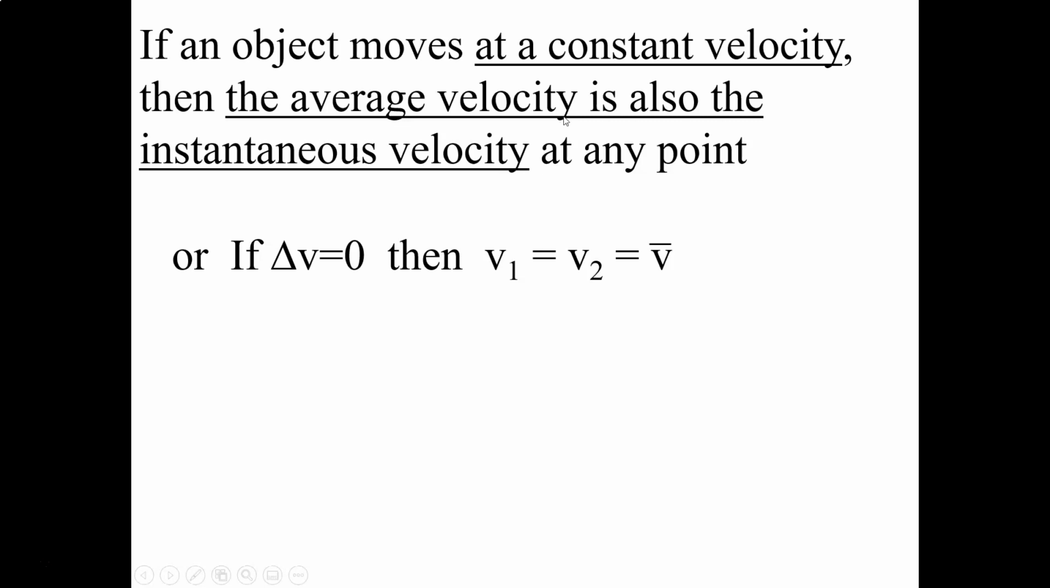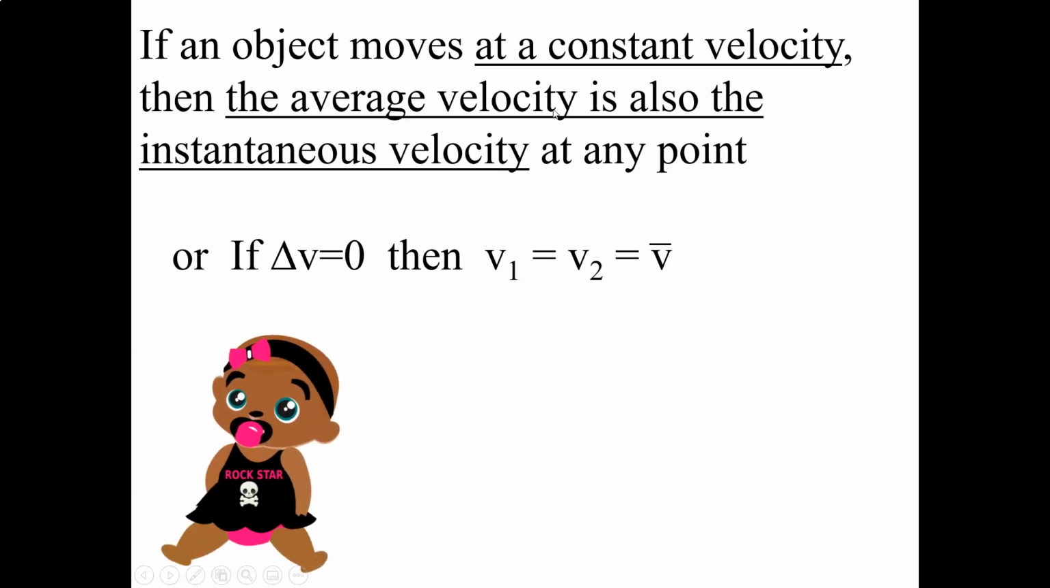So, something to keep a mental note of. If something is moving at a constant velocity, then their average velocity is just whatever speed they were traveling at the whole time. So their instantaneous velocity was the same as their average velocity in that case, if they're traveling at a constant speed.